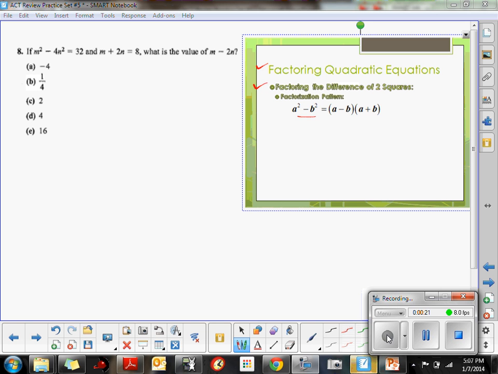Here's the factorization pattern of the difference of two perfect squares. If your first number is a perfect square and the second number is a perfect square, and you subtract them, they can be factored into (a minus b) times (a plus b). I want to show you how that is going to be verified.